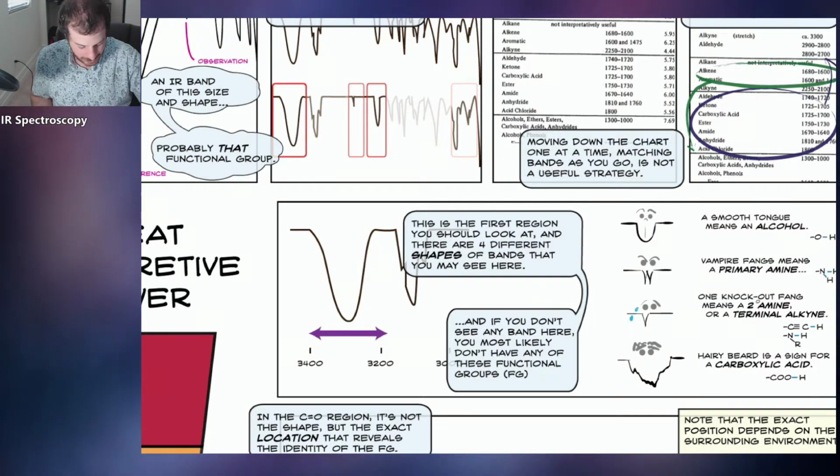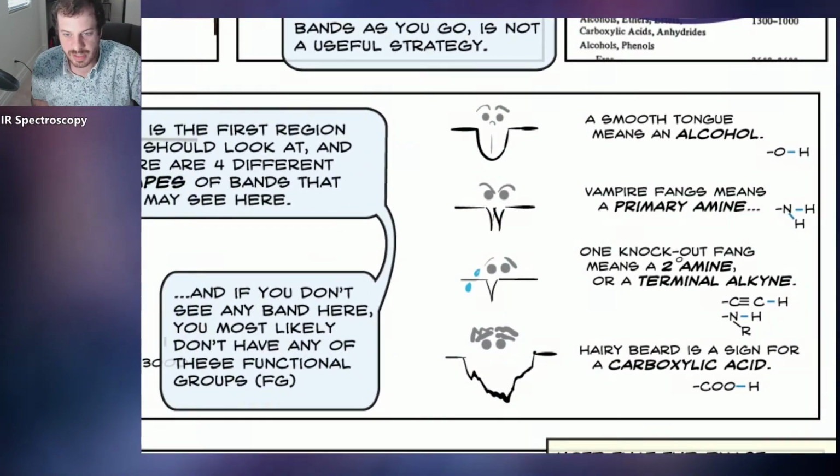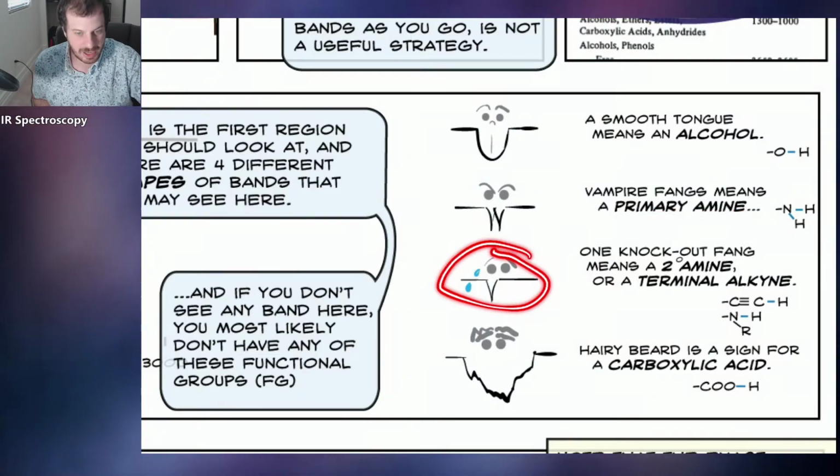What I like to do is draw little eyeballs and a nose and pretend it's like a little guy above the spectrum, above this region of 3400 to 3200 wave numbers. And then if you see the little guy with his tongue sticking out, that tells you you have an alcohol. And if you see a vampire with double fangs, that tells you you have a primary amine in your molecule. If you see a poor little vampire with a knockout fang, that can mean one of two things.